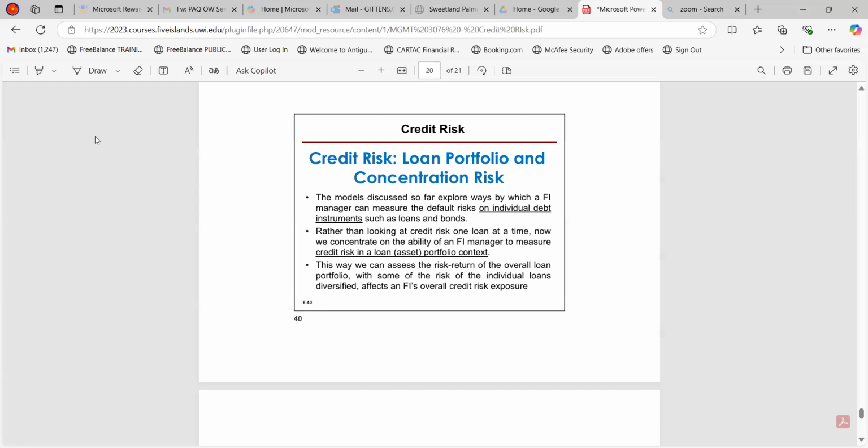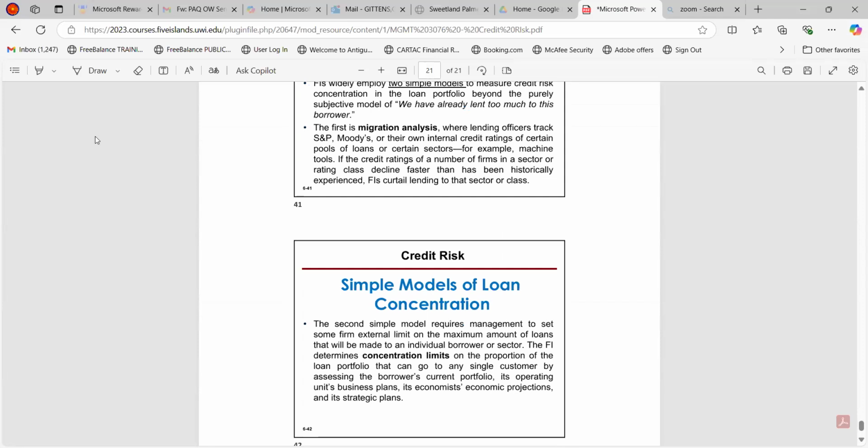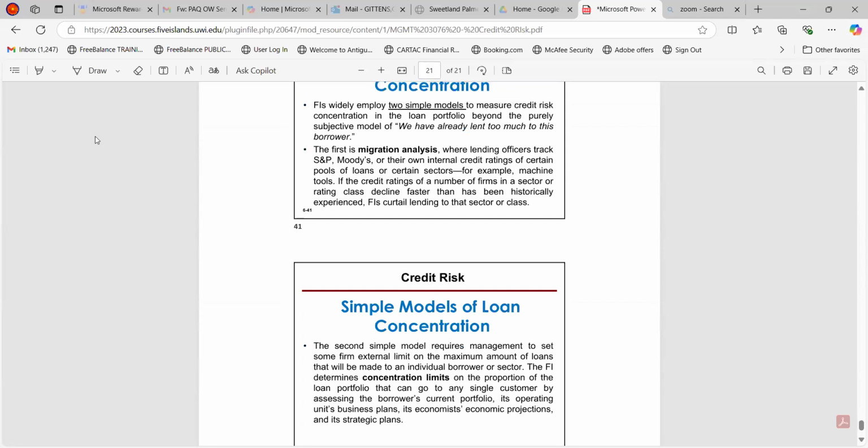We will go into these in more detail. The latter two, your loan portfolio and concentration risk, we'll focus on next class, where we look at migration analysis and concentration limits. So go through this lecture, go over the slides, read your text, and I will post the questions for you.